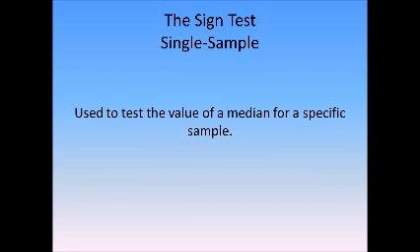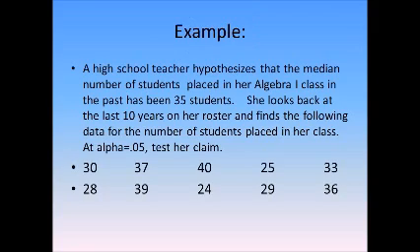The sign test, single sample. It's used to test the value of a median for a specific sample. In our example, a high school teacher hypothesized that the median number of students placed in her Algebra 1 class in the past has been about 35 students. She looks back at the last 10 years on her roster and finds the following data for the number of students placed in her class. At the alpha 0.05 significance level, she's going to test her claim.